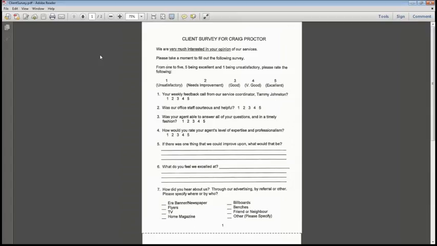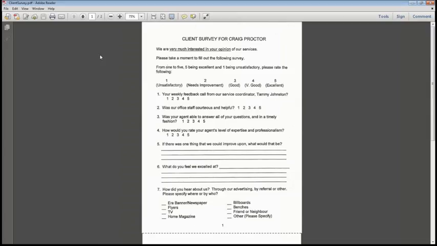From 1 to 5, 5 being excellent and 1 being unsatisfactory, please rate the following. Number 1, your weekly feedback call from our customer service coordinator, Tammy Johnson. How do you rate that between 1 and 5? 5 being excellent, 1 unsatisfactory. Question 2, was our office staff courteous and helpful?